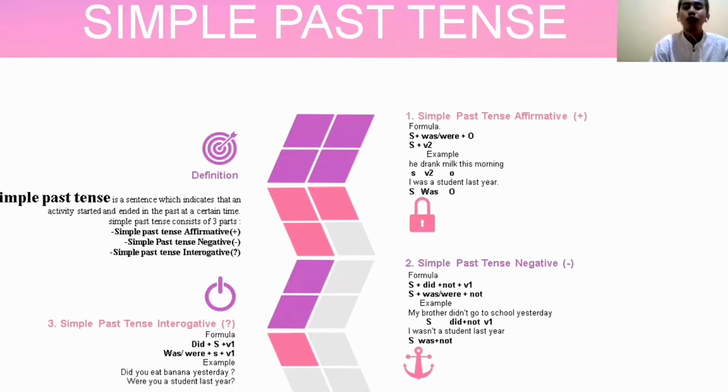Okay, next, simple past tense negative. We can use the formula subject plus did plus not plus verb 1. Example, my brother did not go to school yesterday. We can see my brother as subject, did not as formula, go as verb 1. The second formula, subject plus was or were plus not. Example, I was not a student last year. We can see I as subject, was not as formula.